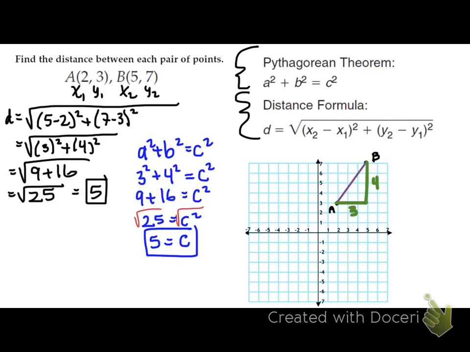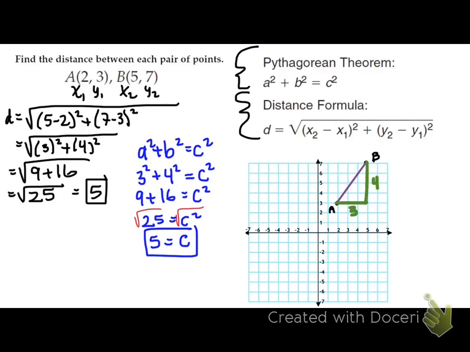Either way works. Whatever way works. Now, what makes this more difficult is when we do proofs, you're not just doing the distance formula one time. For one proof, you might be doing it 4 times. You might be doing it 3 times. You might be doing it 2 times.